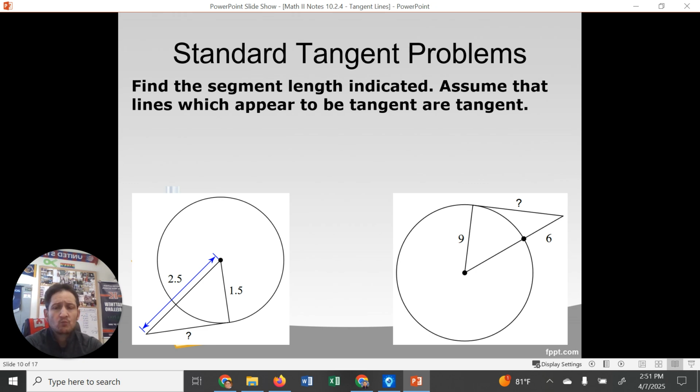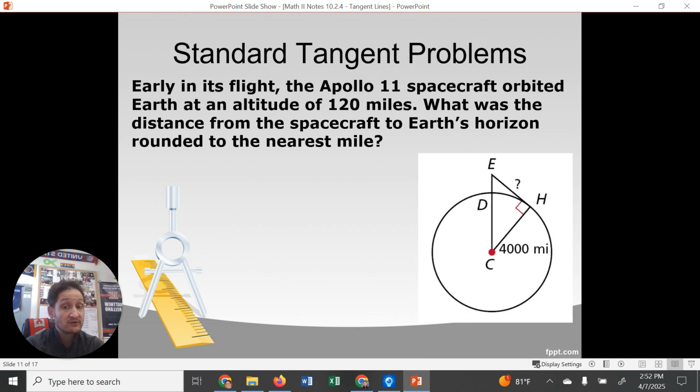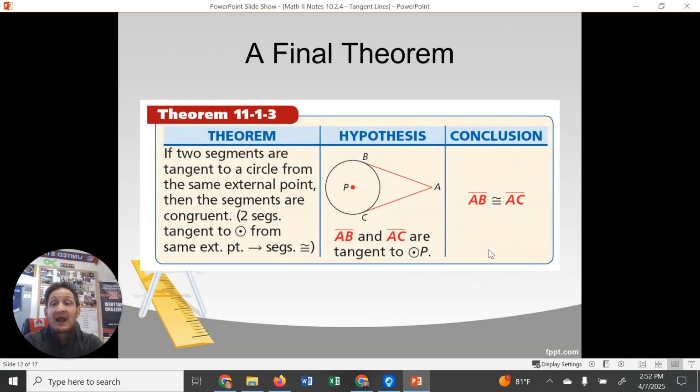Okay, just so you know, with that out of the way, there are some other ways to do this, like early in flight, Apollo 11 was 120 miles above the Earth. If we know the Earth has a radius of 4,000 miles, you can find out the distance from the spacecraft to the Earth's horizon. It's just a Pythagorean theorem problem. This would be 4,000 plus 120. My hypotenuse, 4,000 plus 120. So 4,000 squared plus question mark squared equals 4,120 squared.